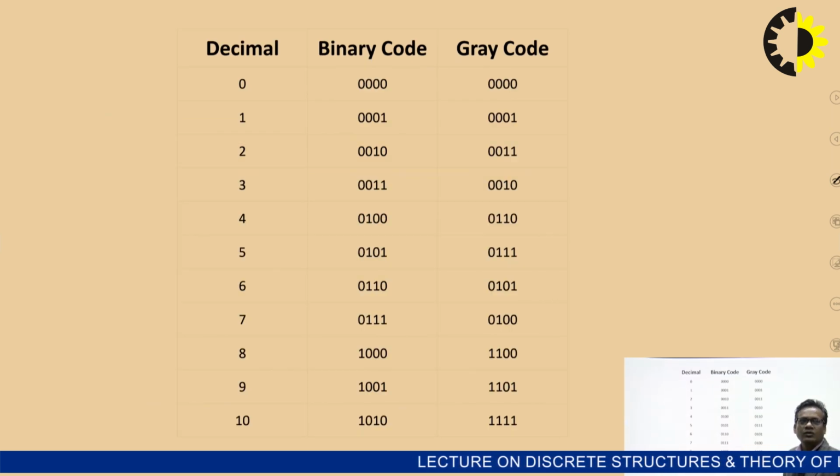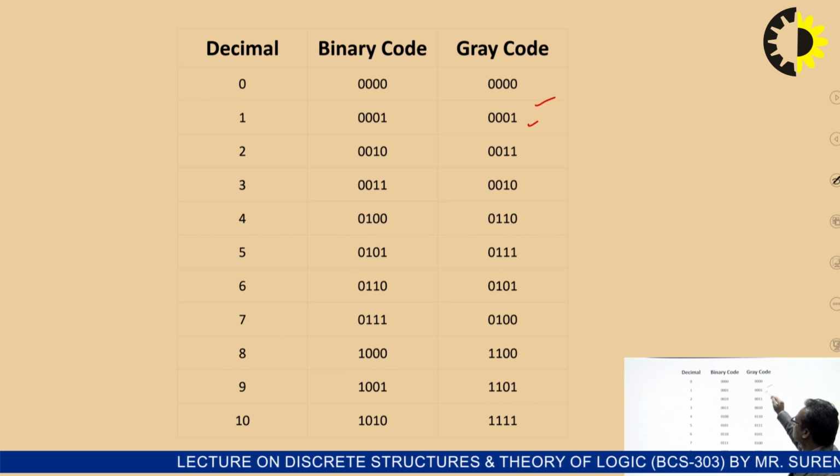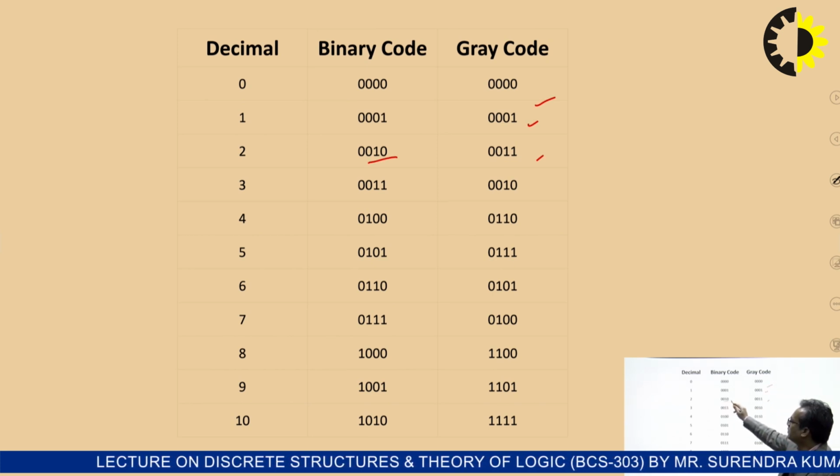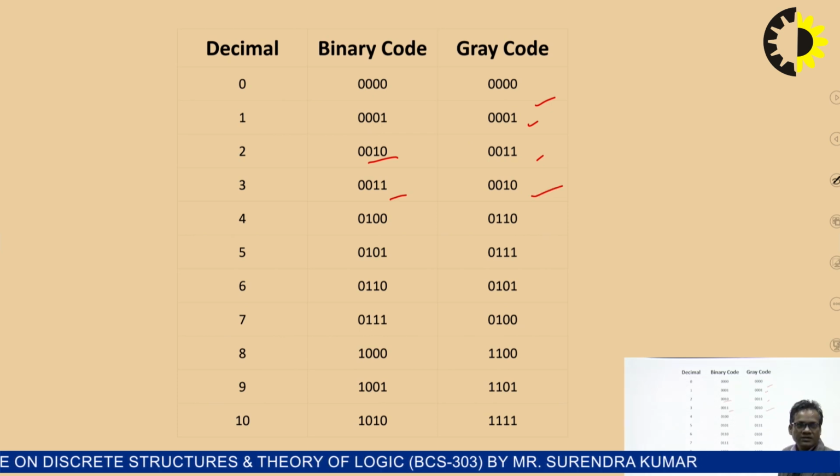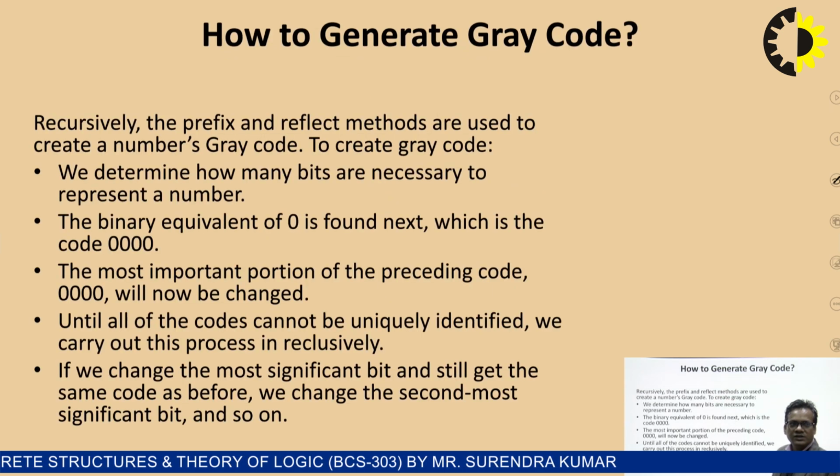The other is the binary code and the corresponding Gray code of the given binary number. So it is 0 for 0, 1 for 1, for 2 it is 1 1, for 3 it is 1 0. So how is the Gray code generated? Here are the steps.